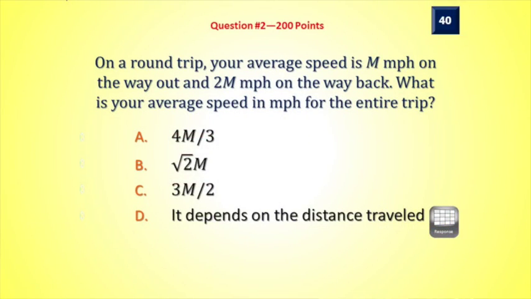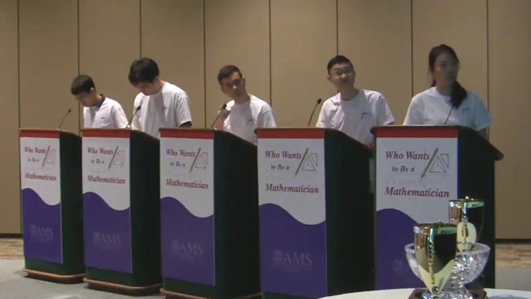So on a round trip, your average speed is m miles per hour on the way out, and 2m miles per hour on the way back. And it's the same distance each way. What is your average speed in miles per hour for the entire trip? Is it 4m over 3, square root of 2 times m, where the m is outside the square root sign, 3m over 2, or it depends on the distance traveled? All right, we'll see how this one went.